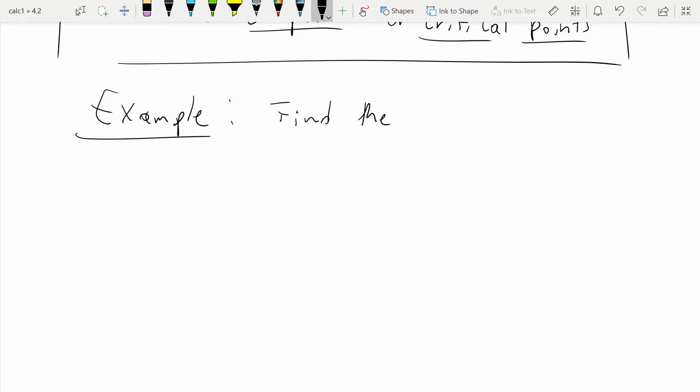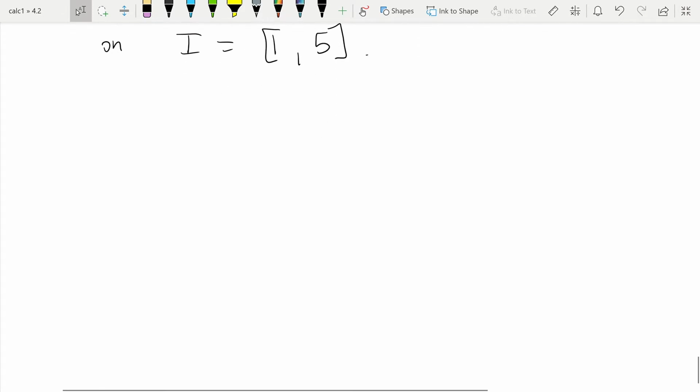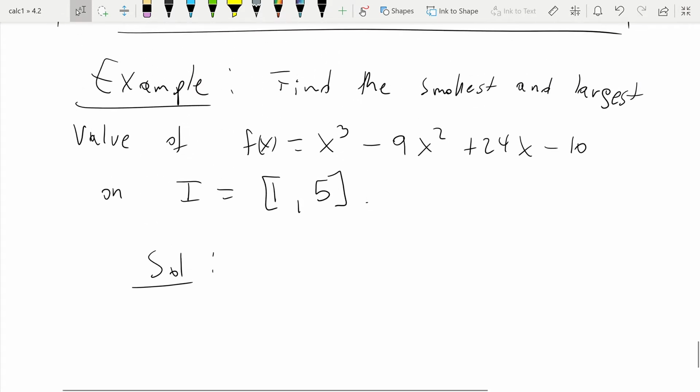Find the smallest and largest value of f of x equals x cubed minus 9x squared plus 24x minus 10 over the interval I, which is [1, 5]. Let's look at the solution.